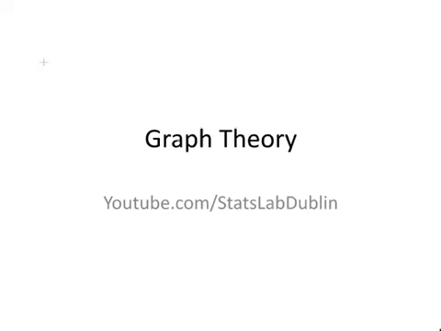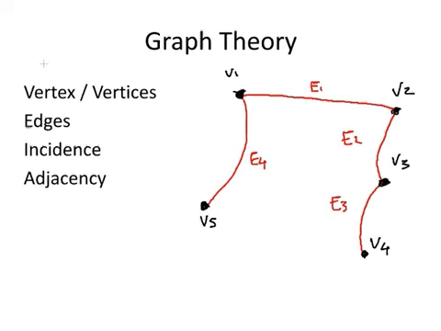In this presentation, we're going to look at some key terminology used in graph theory. So let's start off with the basics. Well, first off, we have a vertex, or as we will pluralize it, vertices. A vertex is a location, or in other words, a stationary point on a graph. So in this particular example, v1, v2, v3, v4, and v5 are vertices.